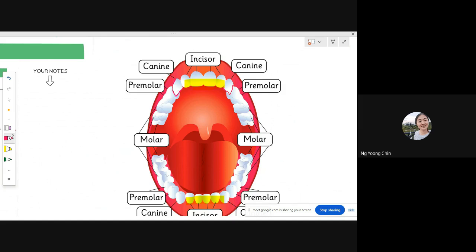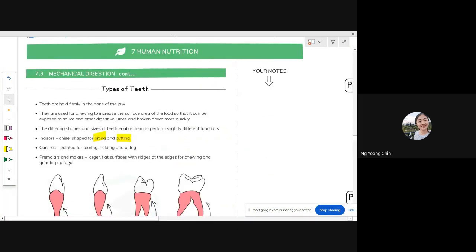Teeth with very sharp edge. So what can I do? So canine, they will help in the tearing, holding, and biting of the food. Especially tearing, okay? Especially tearing. So in animals like cats or tigers or lions, they have a very long and sharp canine to help them tear the meat flesh.